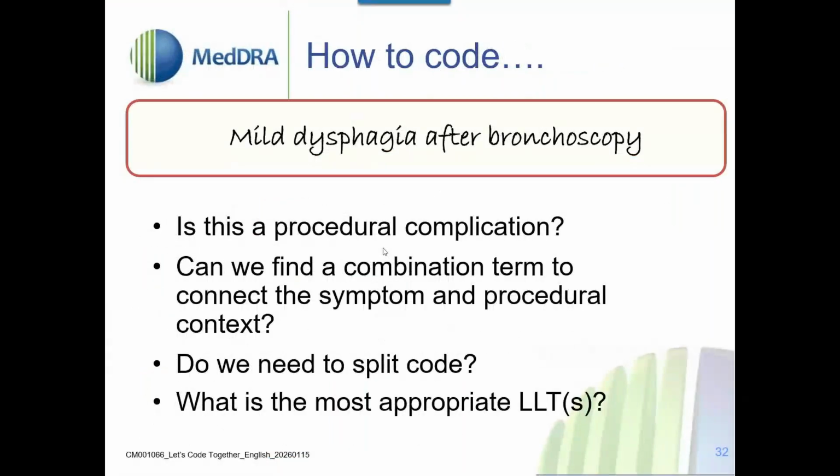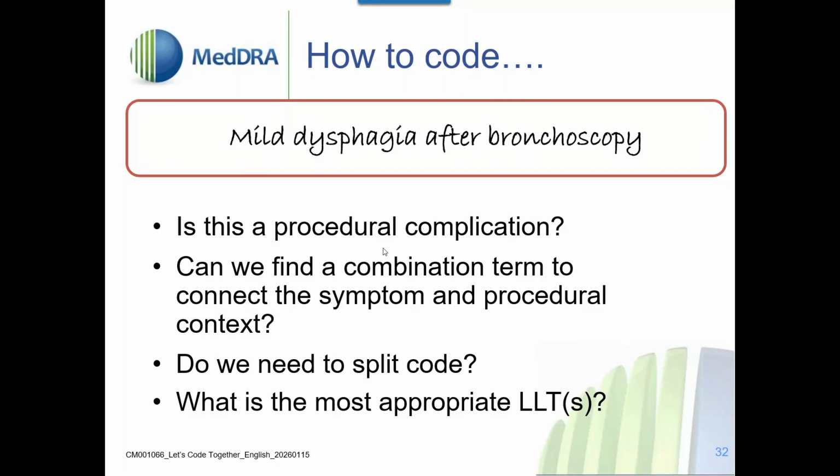So the next one is one that we were recently suggested. Somebody emailed us with this one. This one is mild dysphagia after bronchoscopy. Mild dysphagia after bronchoscopy. Is this a procedural complication?